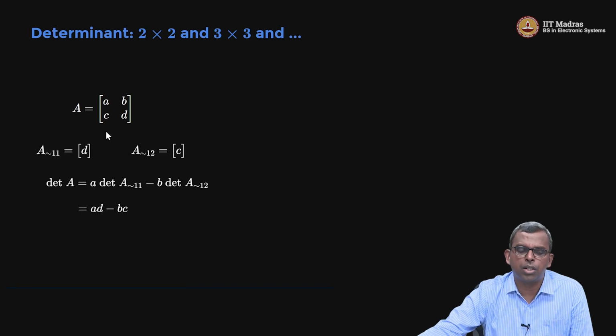A lot of people remember this formula. For 2 by 2, the determinant is ad minus bc. It's a useful formula to remember.